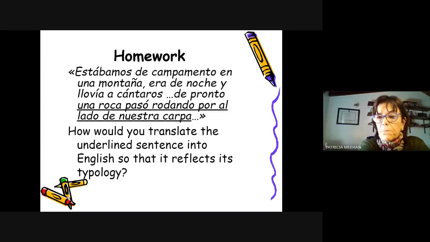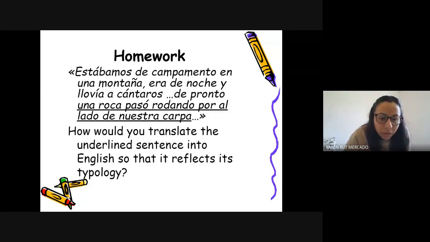¿Quién quiere? Karen, ¿querés leerlo, por favor? Estábamos de campamento en una montaña. Era de noche y llovía a cántaros. De pronto, una roca pasó rodando por al lado de nuestra carpa. How would you translate the underlined sentence into English so that it reflects its typology?